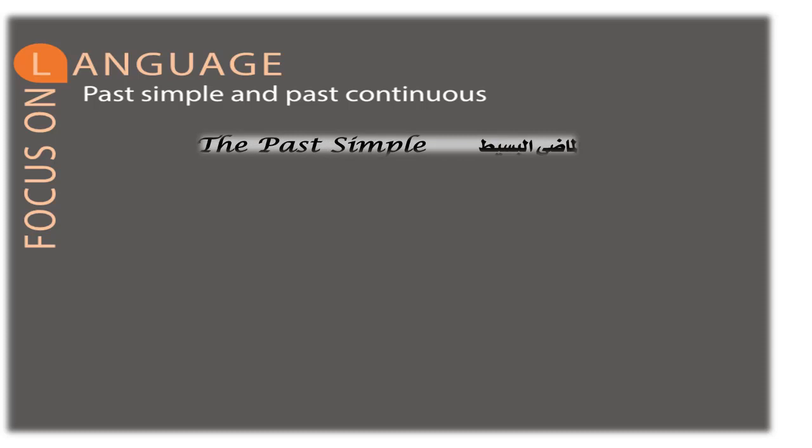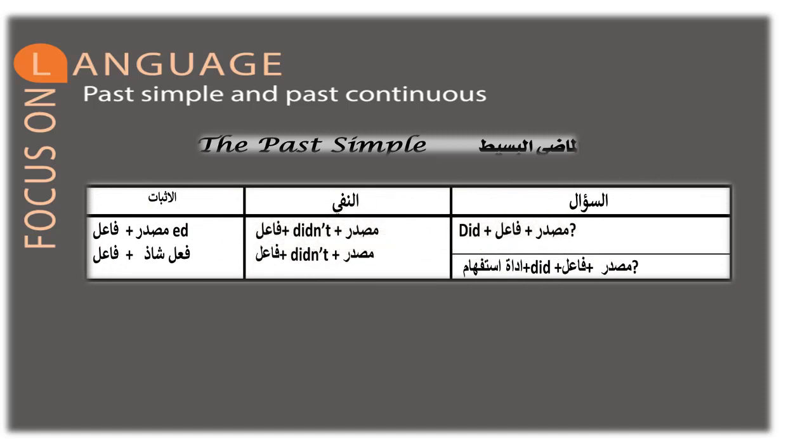Well, we'll start with the past simple, الماضي البسيط. We have first the form شكل the past simple, and we have three forms: affirmative, إثبات, negative, النفي, and question السؤال. في حالة الإثبات we have two forms for the verb. Either it is regular فعل منتظم وبضيف النهاية d or ed or ing, or it is irregular أفعال شاذة ودي شكلها يكون مختلف.